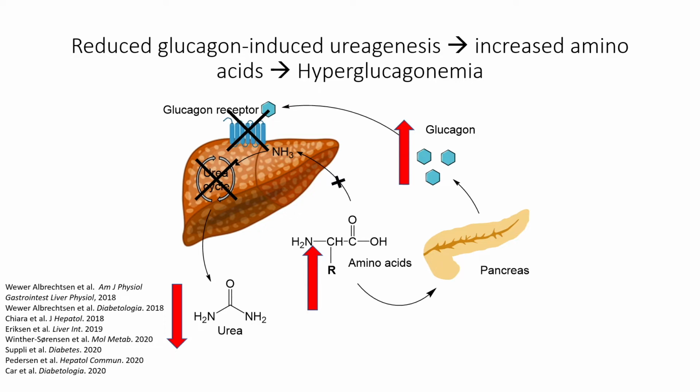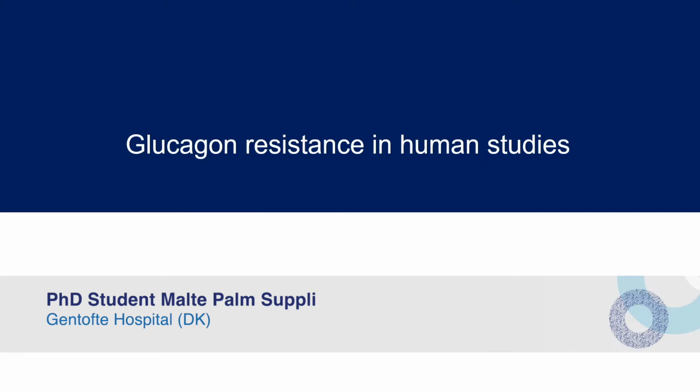So the question is, does the data we observe in mice and rats translate to humans? And I will try to elaborate a bit on that. A main challenge when we want to evaluate the effects of glucagon is that insulin is a very, very powerful hormone, and it counter-regulates a lot of the effects of glucagon. So a nice way to study the isolated effects of glucagon is to apply a pancreatic clamp.